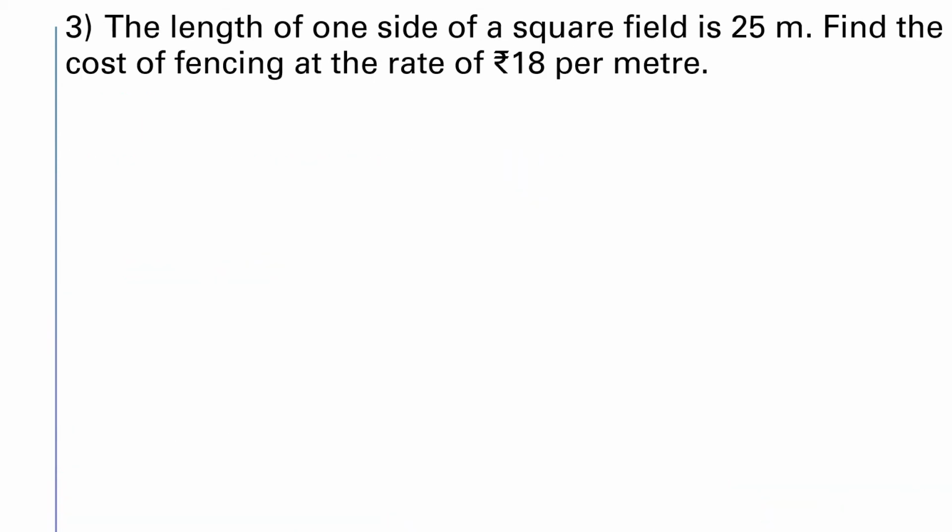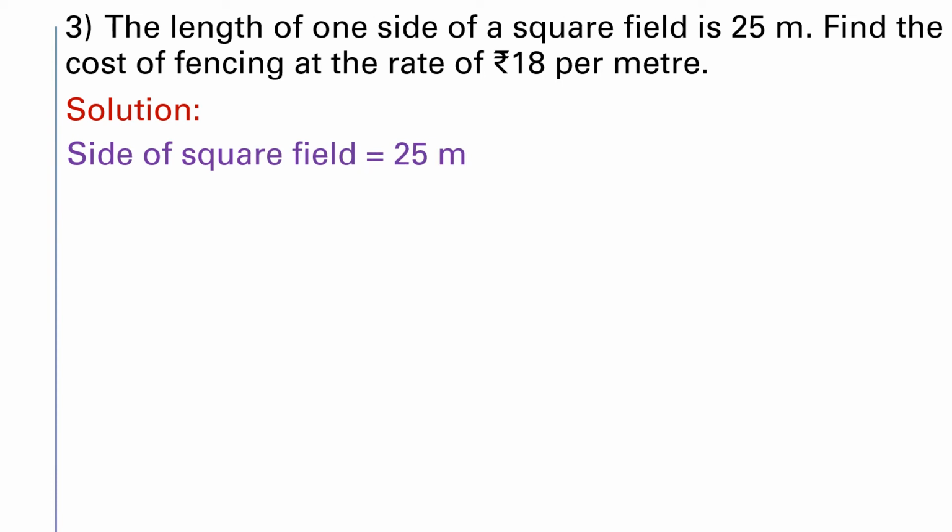The next is question number 3. The length of one side of a square field is 25 meter. Find the cost of fencing at the rate of rupees 18 per meter. Again, find the cost of fencing, and fencing means length of the boundary. That means perimeter. So first we find the perimeter, and then we will find the cost of fencing. How? Let's see. So write down side of a square field is equal to 25 meter and cost of fencing we have to find out.